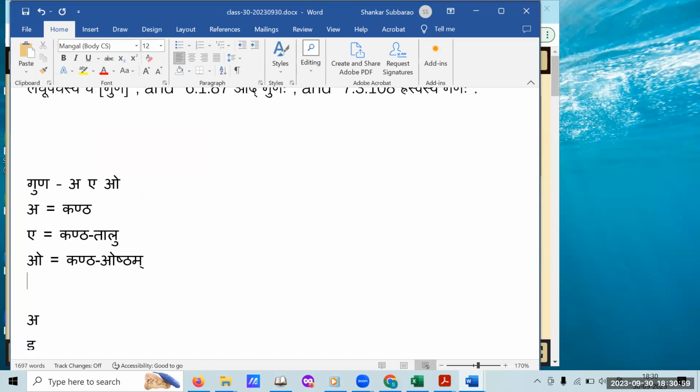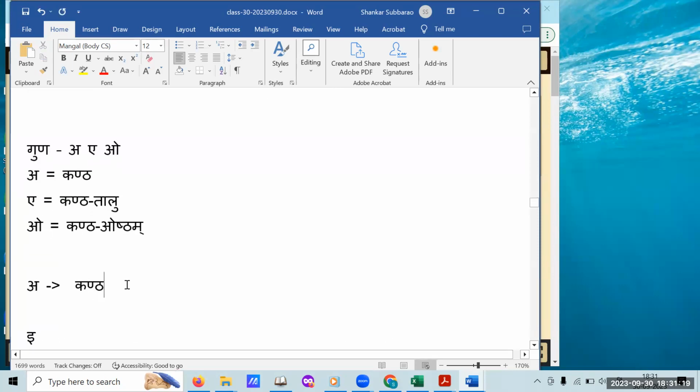Now, these are the guna letters. What is the sthana for A? Kantha. Now, you have to tell me what will be the guna letter for A. How will you decide? Sthane antaratamaha. What is closest to the sthani A among the three possible replacements? What are they? Kantha, Kantatalu, Kantoshtam. Yes, Santosh? It will be A. Is this clear to everybody?